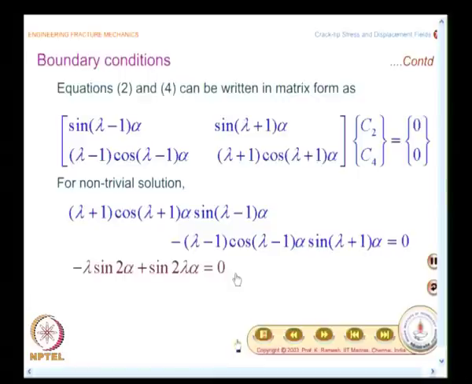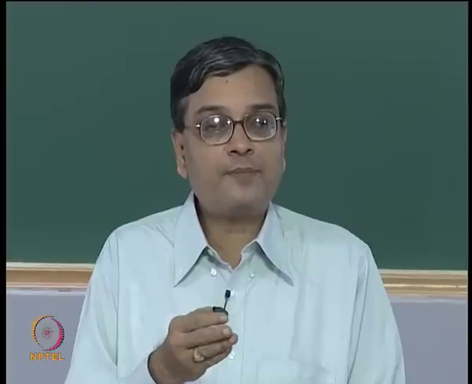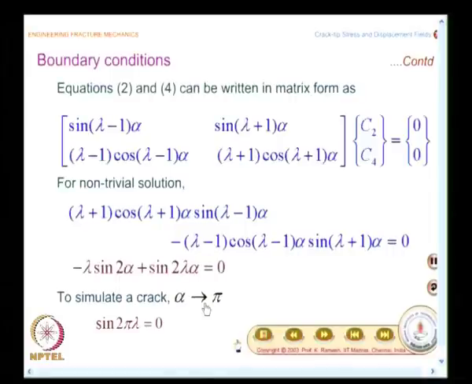Till then the development is for a wedge also. Now, what we will do is substitute what happens to this equation when alpha goes to pi. When alpha goes to pi, you get from both these expressions, this is the expression you have seen, the earlier expression was lambda sin 2 alpha. So, from both these expressions, you will get the final expression as sin 2 pi lambda equal to 0.